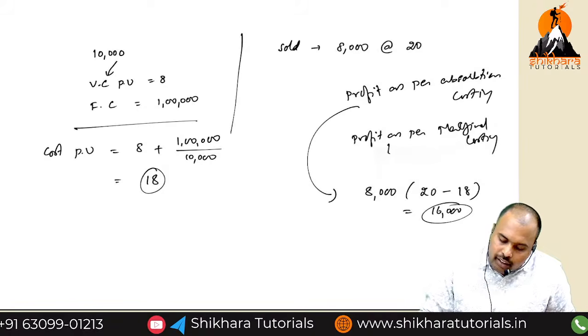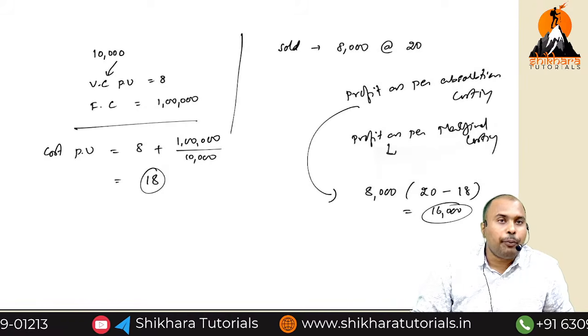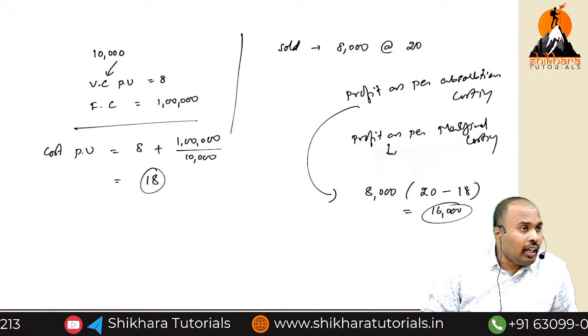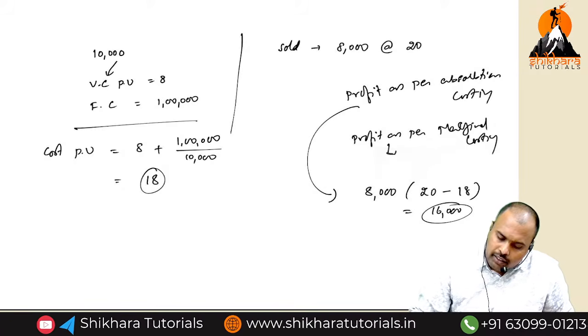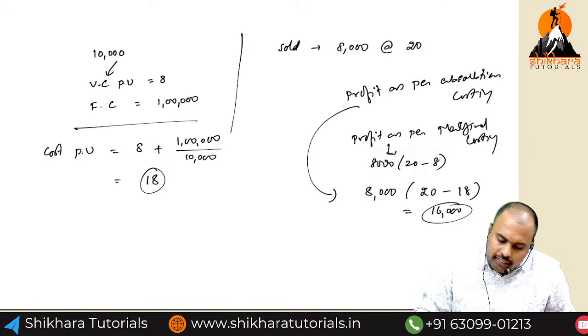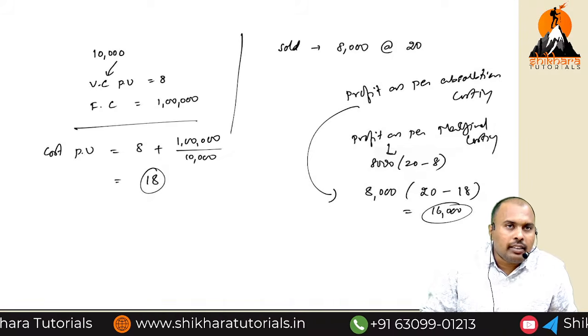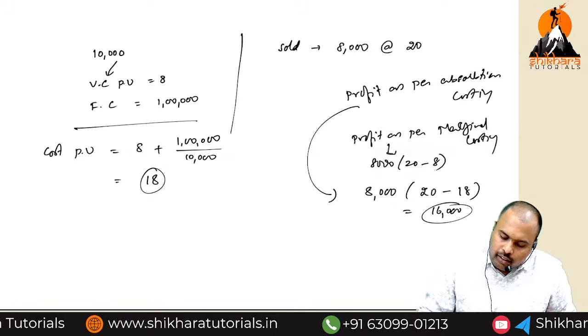But under marginal costing, first they will find out the contribution. First they will calculate contribution. So how much is the contribution? 8,000 into 20 minus 8. Contribution per unit is nothing but selling price per unit minus variable cost per unit. So how much is the contribution?